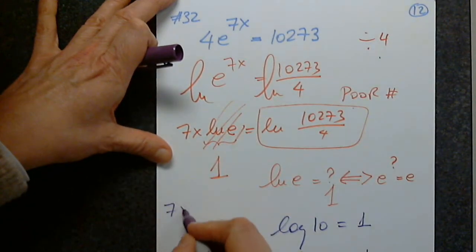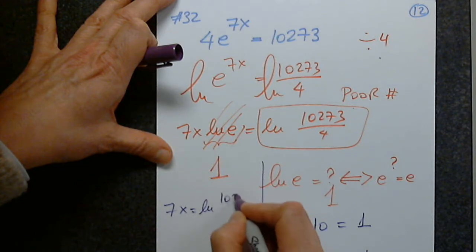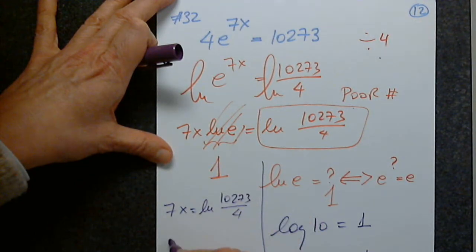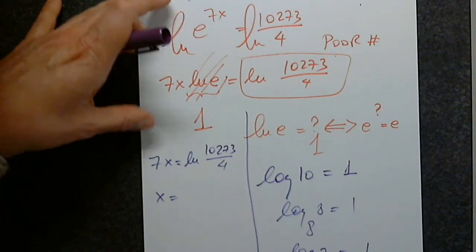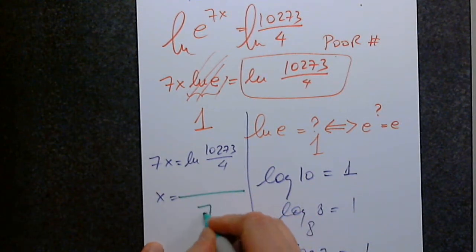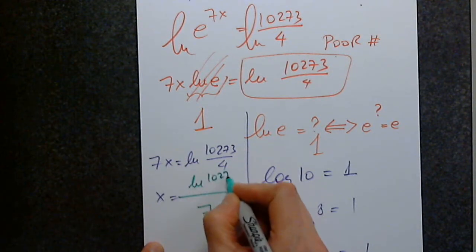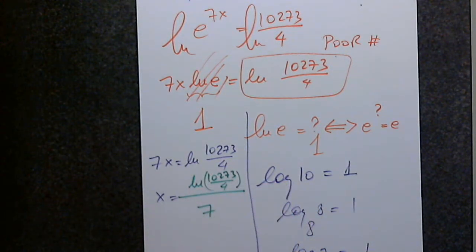So we have 7x equals natural log of 1,273 over 4. I need x. Do not calculate anything. We will calculate everything in one step. So how do I determine this? Divide all of them. Remember parentheses? Ready? Let's put this in the graphing calculator.